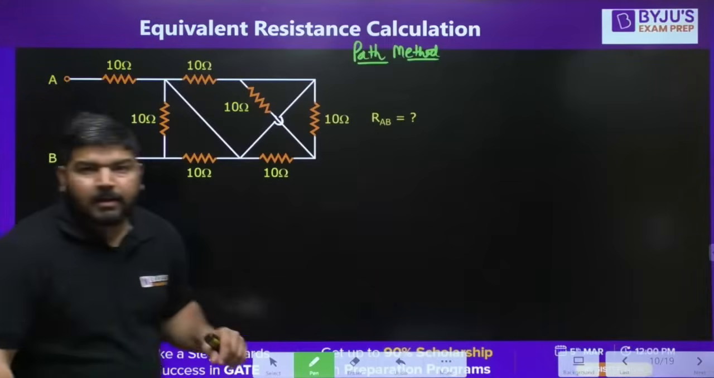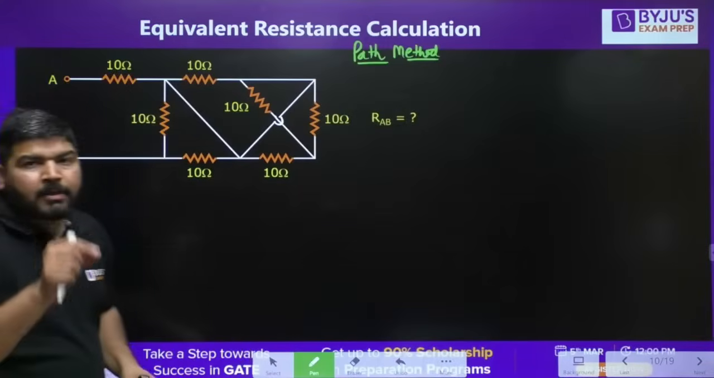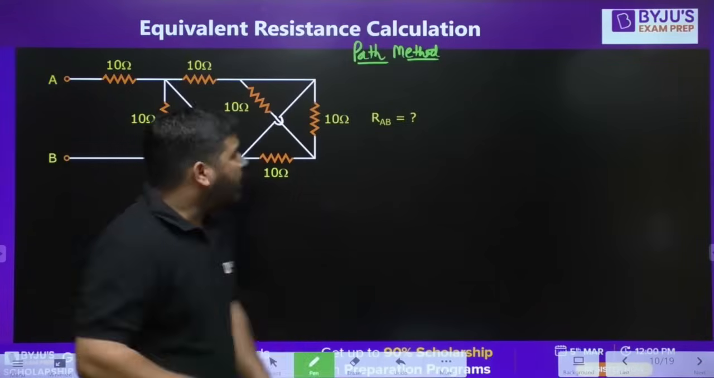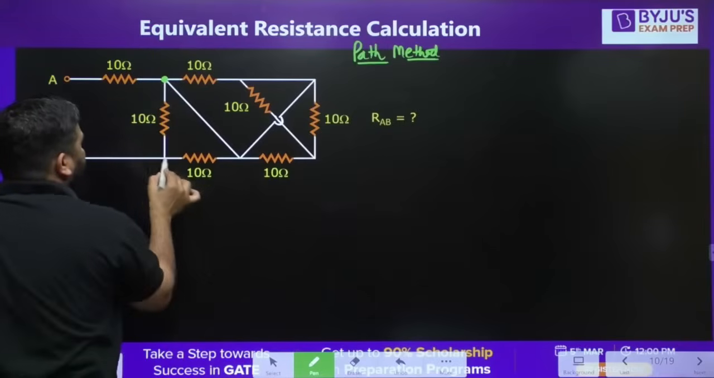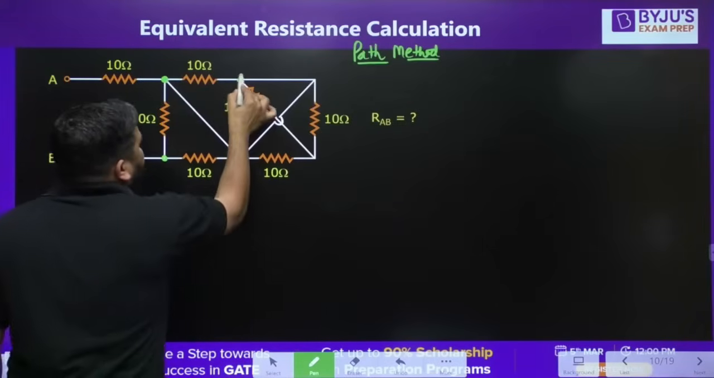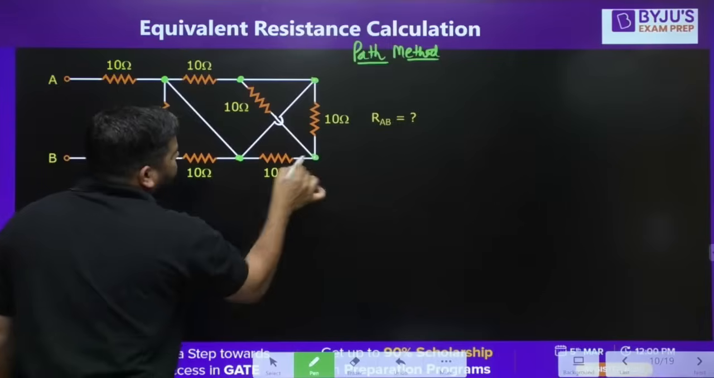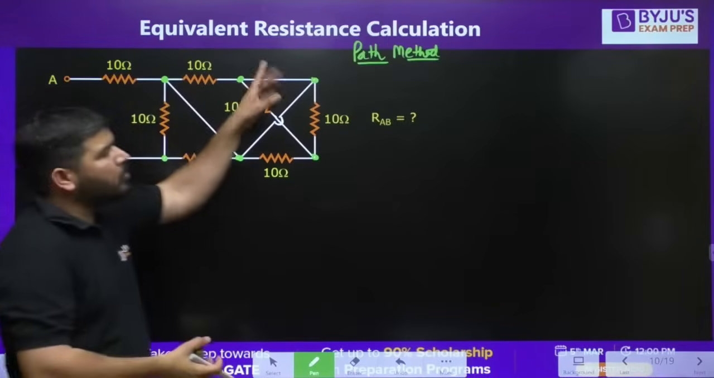To apply the path method, you have to name the node points. This is a node point, this is a node point, this is a node point. These are the junctions or nodes, you can say.